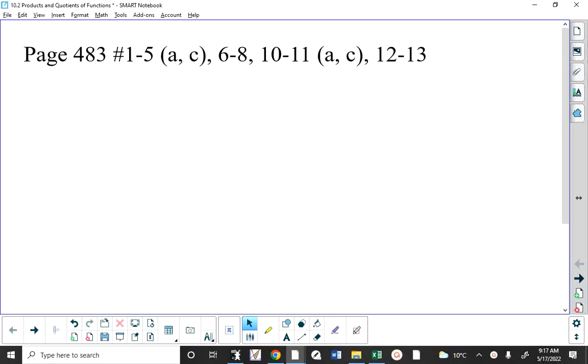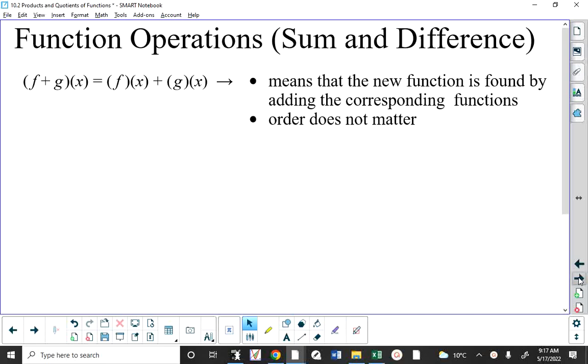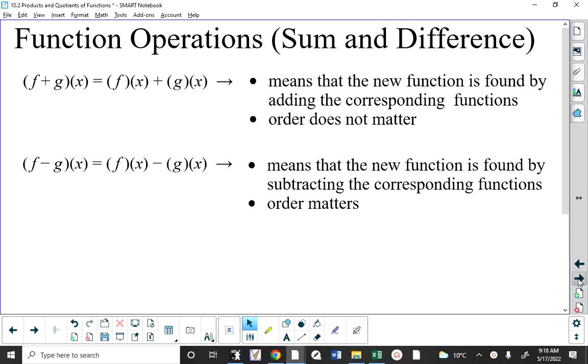So it's a fairly basic idea. We spent an awful lot of time yesterday explaining why this is the case. But in the end, when you're talking about sums of functions, all it means is you're adding the two functions together. And the order doesn't matter because the order of addition is not relevant. When you add things, 4 plus 8 is 12. 8 plus 4 is still 12. The same holds true with functions.